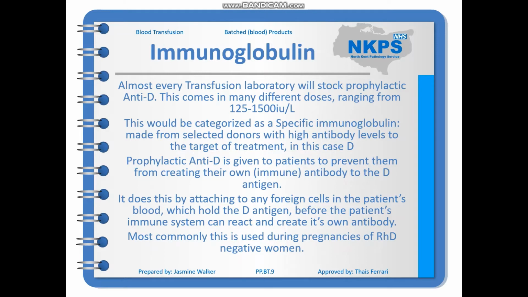Prophylactic anti-D is given to patients to prevent them from creating their own immune anti-D. And it does this by attaching to foreign cells in the patient's blood which hold the D antigen before the patient's immune system can react and create its own antibody. Most commonly this is used during pregnancies of RhD negative women, and I will go through that later.